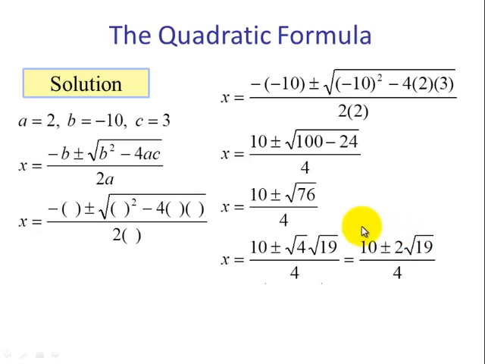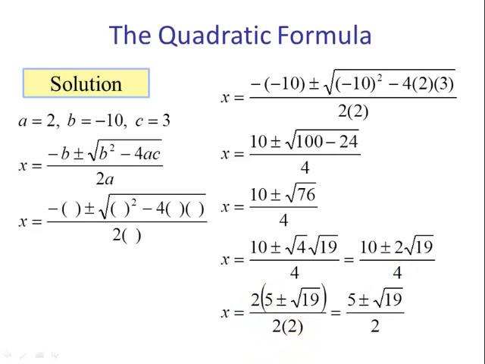Our last step is to look at 10 and 2 radical 19 and say, is there any factors that are shared with 4? And the answer is yes, 2. So we can factor out a 2 from the 10, and we can factor out a 2 from the 2 radical 19. 4 is 2 times 2, so this 2 and this 2 will cancel, and we are left with 5 plus or minus the square root of 19 divided by 2. That is our exact answer.